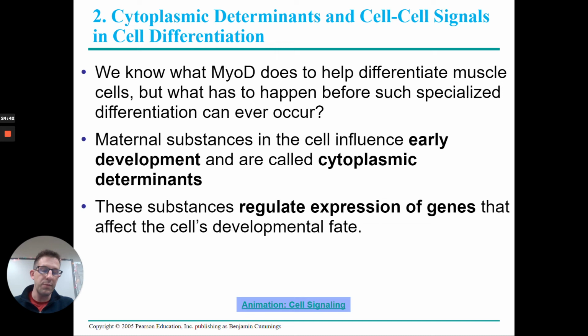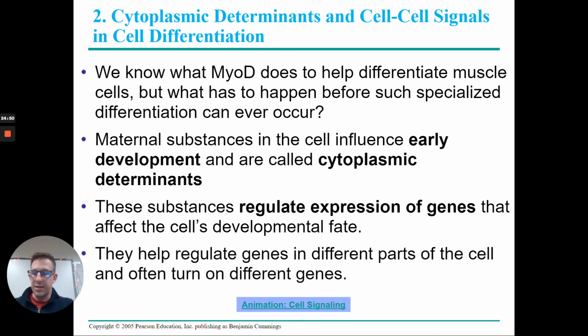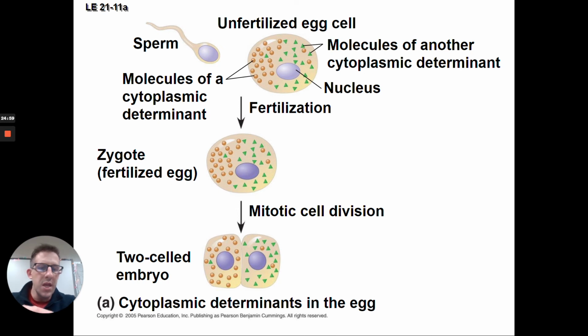So these substances, these cytoplasmic determinants, regulate the expression of genes that ultimately affect the cell's developmental fate. Okay? They help regulate the genes that we had just talked about. They are kind of responsible for that transcriptional regulation. Okay? And so this is a very simplistic example of how this occurs.